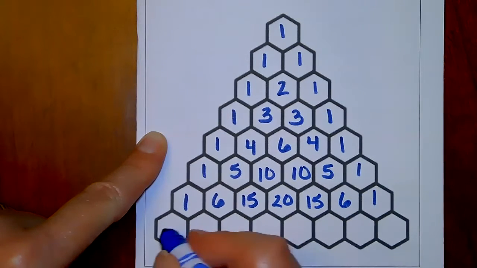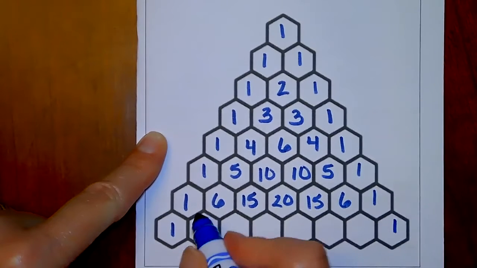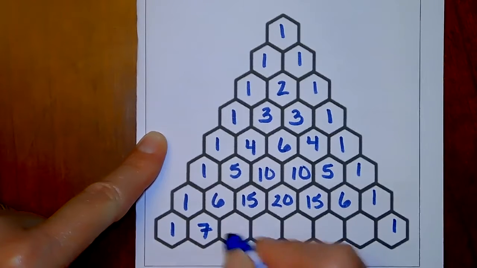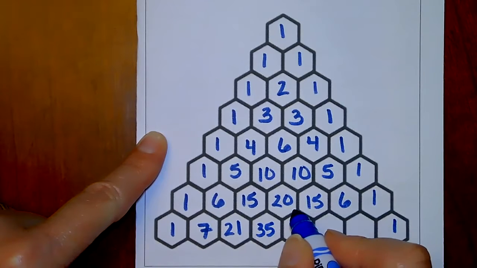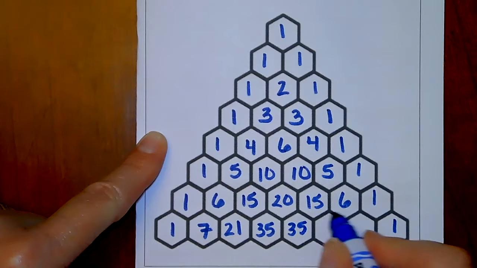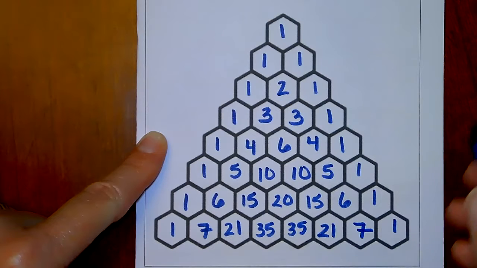The last row here, and again, this can continue forever, but we're just going to stop with this row. We're going to start and stop with a 1. 1 plus 6 is 7. 6 plus 15 is 21. 15 plus 20 is 35. 20 plus 15 is 35. 15 plus 6 is 21. And 6 plus 1 is 7. And this is how you generate Pascal's triangle.